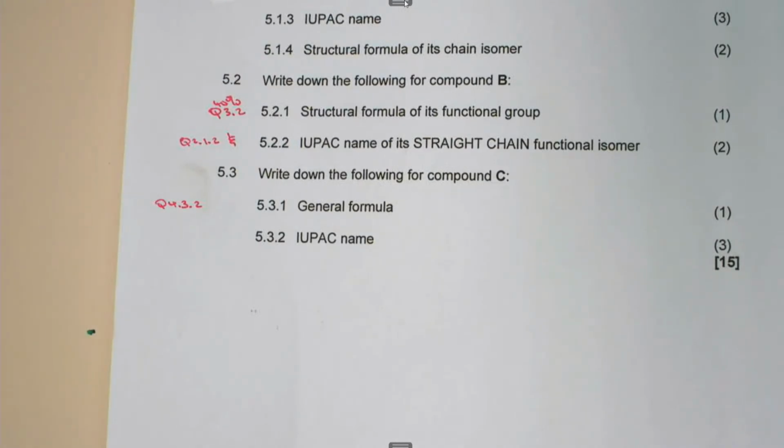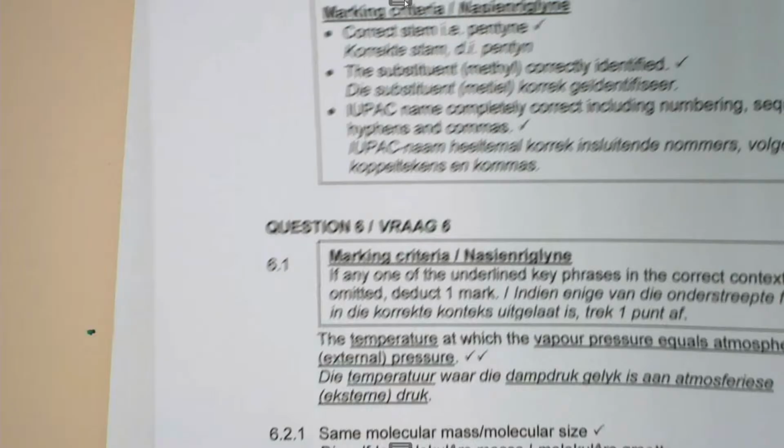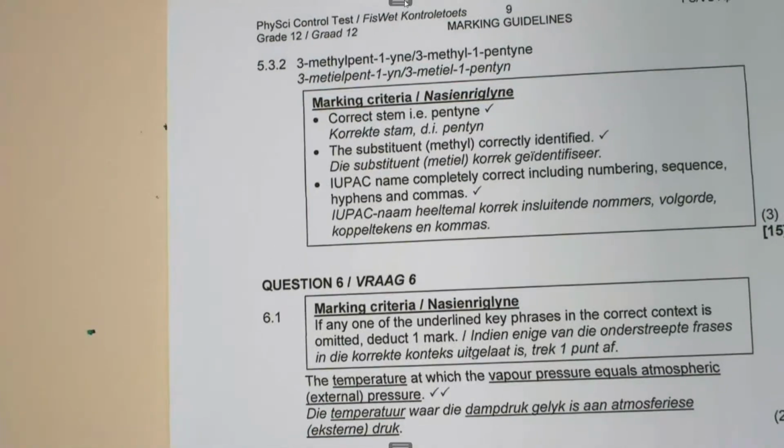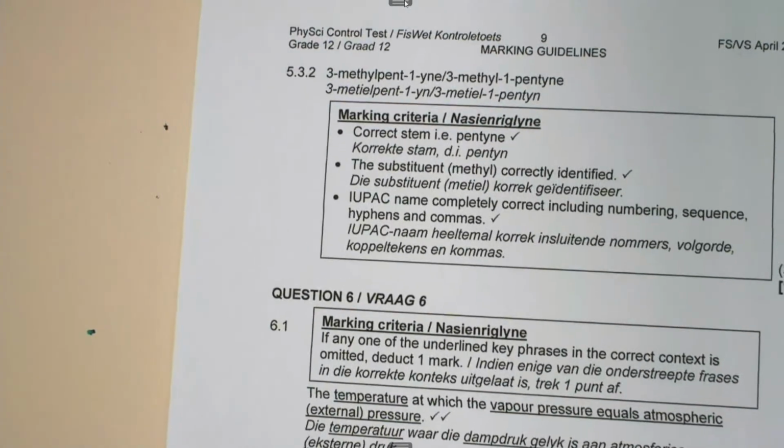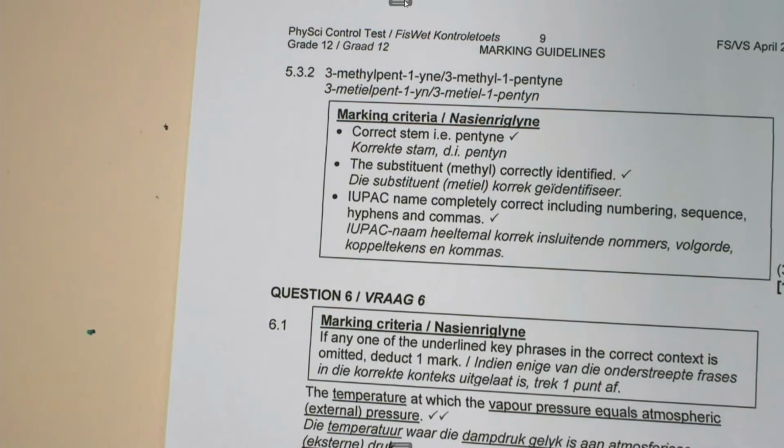5.3.2, write down the IUPAC name of compound C. So the IUPAC name of compound C there is 3-methyl-pent-1-yne or 3-methyl-1-pentyne with the correct hyphens there. So since it is 3 marks, for pentyne, it's 1 mark.